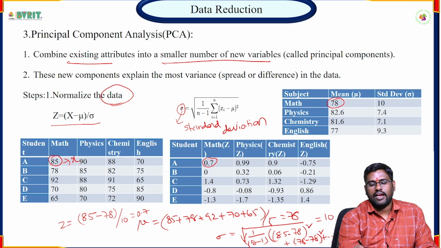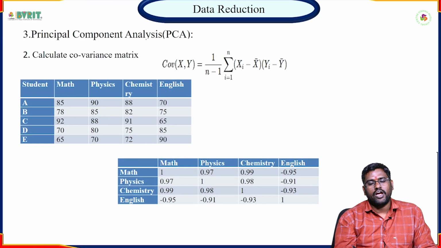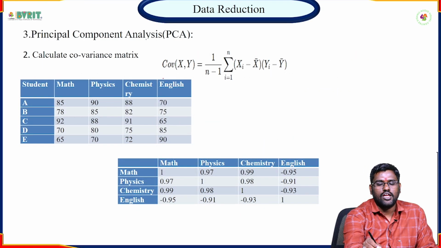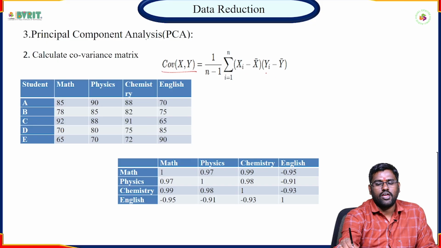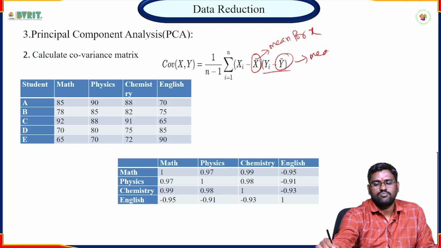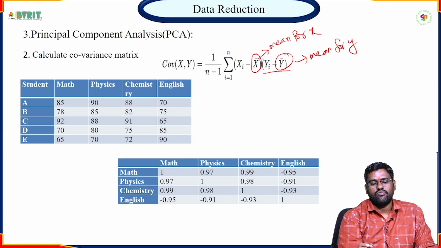Like this, we are calculating these values. After calculating these values, now we are differentiating to calculate the covariance between the two variables x and y. So that is xi minus x bar into y minus y bar. X bar is the mean for x. Y bar is the mean for y. So then we are calculating the mean for x and mean of y.